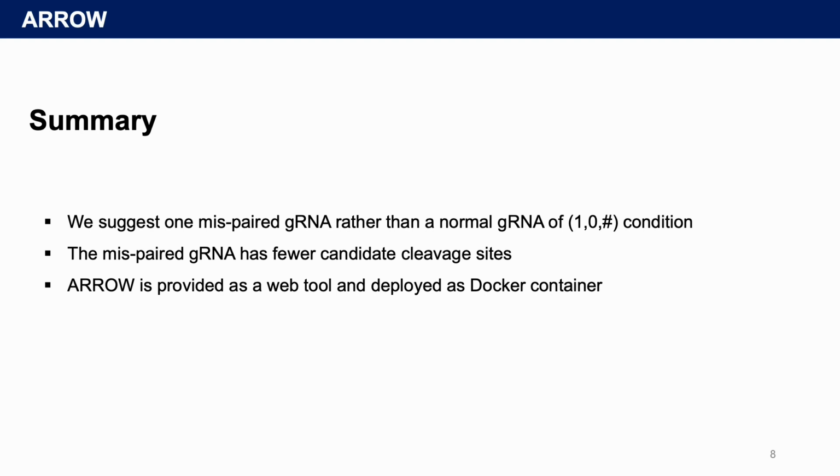In summary, we suggest one mispaired guide RNA rather than a normal guide RNA of the 1, 0, whatever condition. The mispaired guide RNA has fewer candidate cleavage sites. Allele is provided as a web tool and deployed as a Docker container.